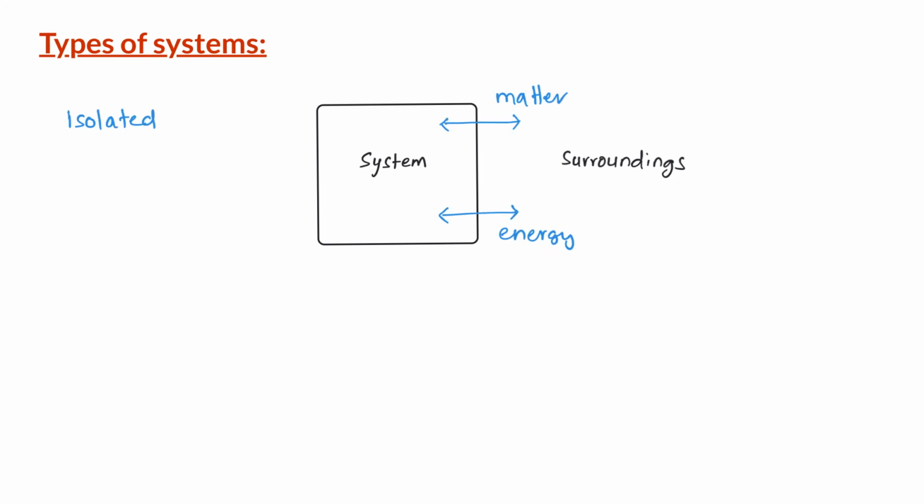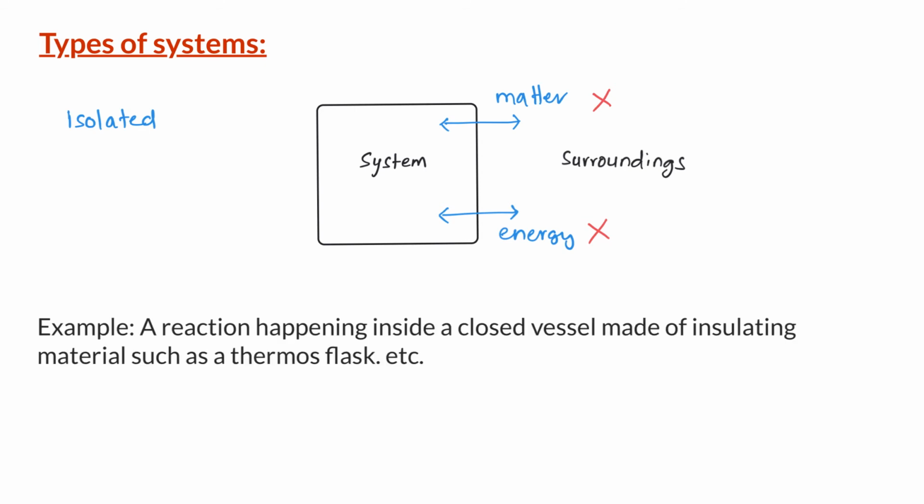Third, isolated system. In an isolated system, both the matter and energy cannot flow between the system and surroundings. An example of an isolated system is a reaction happening inside a closed vessel made of insulating material such as a thermos flask. Let us now look at some of the properties of a system.